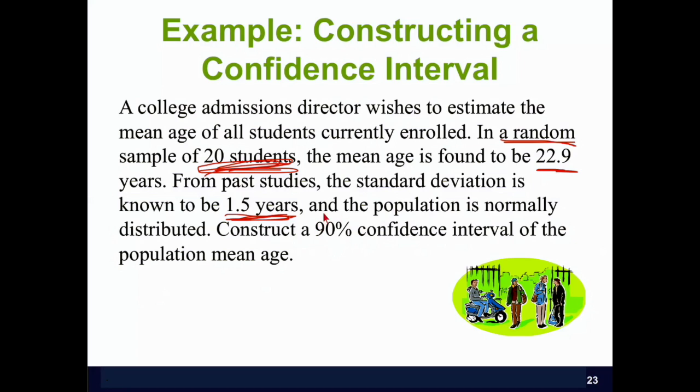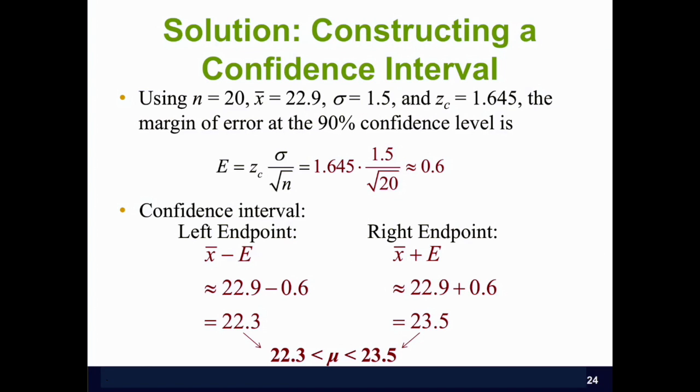Well, first we need to find the critical values. Once we have the critical values, we build the margin of error by multiplying the critical values times the standard error of the mean. And the standard error of the mean is the standard deviation of the population divided by the square root of the sample size. This is it. n is equal 20, x̄ is equal to 22.9, sigma is equal 1.5, and the critical value that we calculated in the first example is 1.645.